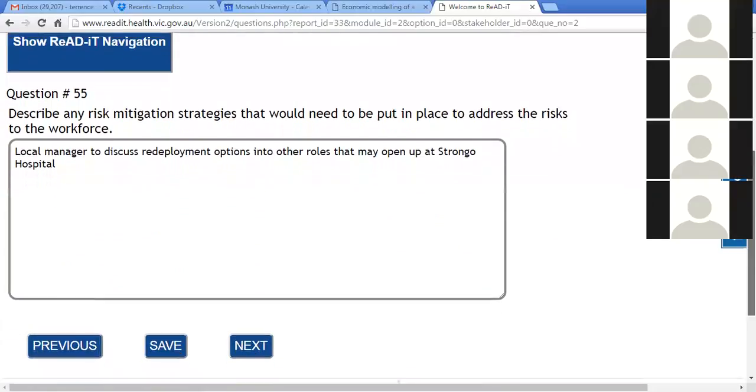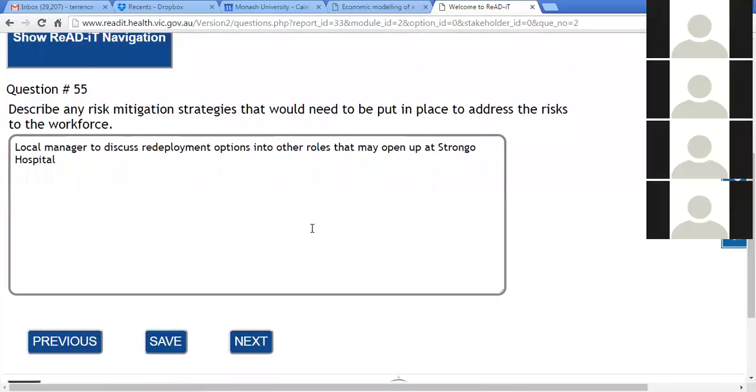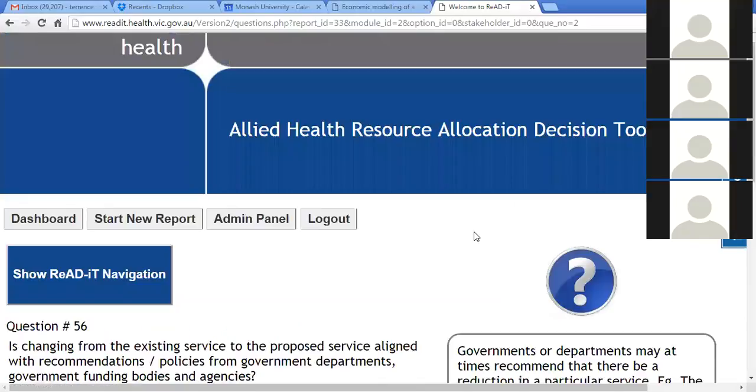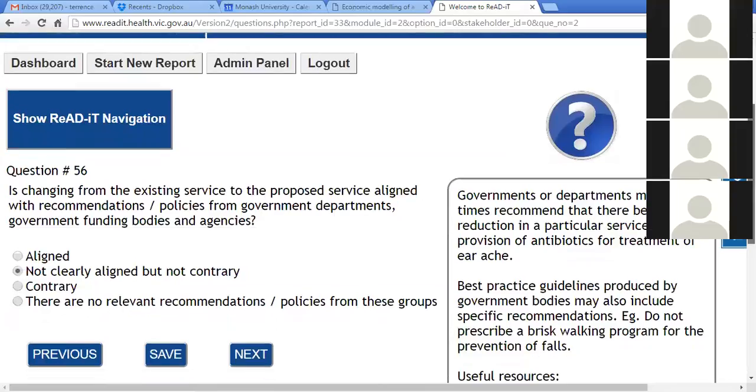So that's a consistent pattern with a lot of the questions. Because of the way I've answered them, these risks haven't popped up. But if I answered these questions in a way that, say, for example, there was a big threat to the reputation of the hospital, you'd see these two questions pop up. One to describe the risk and the other to describe the mitigation strategy. And these will auto-populate in a second in our report, a risk mitigation table for us, for the particular version of the ReAD-iT.